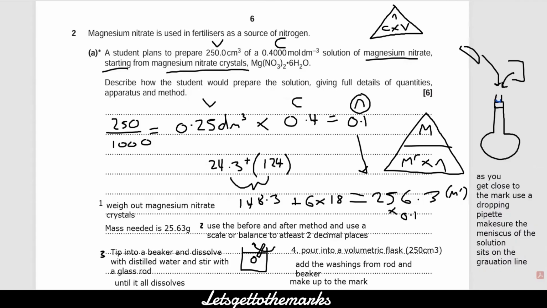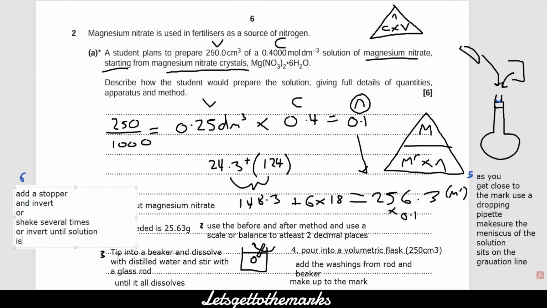And then there is a final step to this. I'm running out of room. Where am I going to go? I'm going over here, folks, right over to the other side of the page. I know it's all over the place, but that's me. So what I'm going to say here, final bit, is add a stopper, bung, whatever you want to do, put a lid in it, and invert, which means turn upside down, or shake several times or invert until solution is thoroughly mixed. And that's going to get me all the full 6 marks.